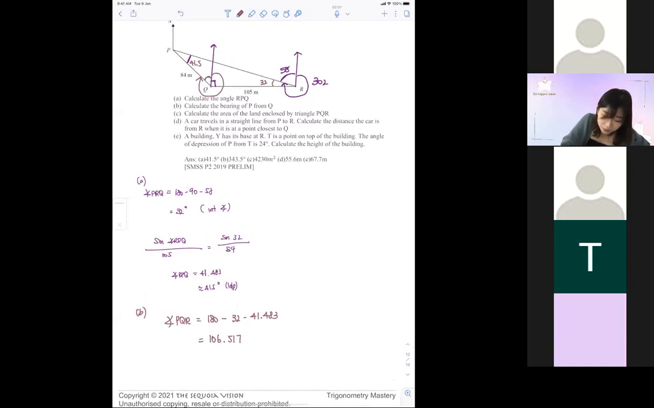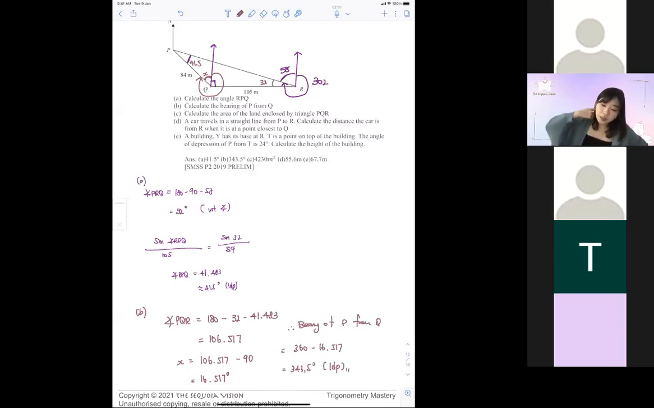Then we find for this part first, okay? I call this X. X is equals to 106.517 minus 90. We get 16.517. So the bearing of P from Q, you just take 360 minus X. It's 360 minus 16.517. You get 343.5, 1 dp again.